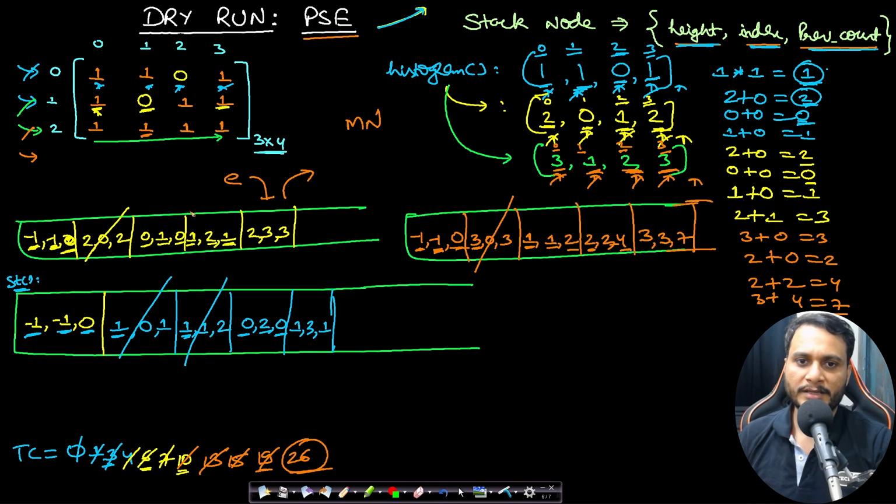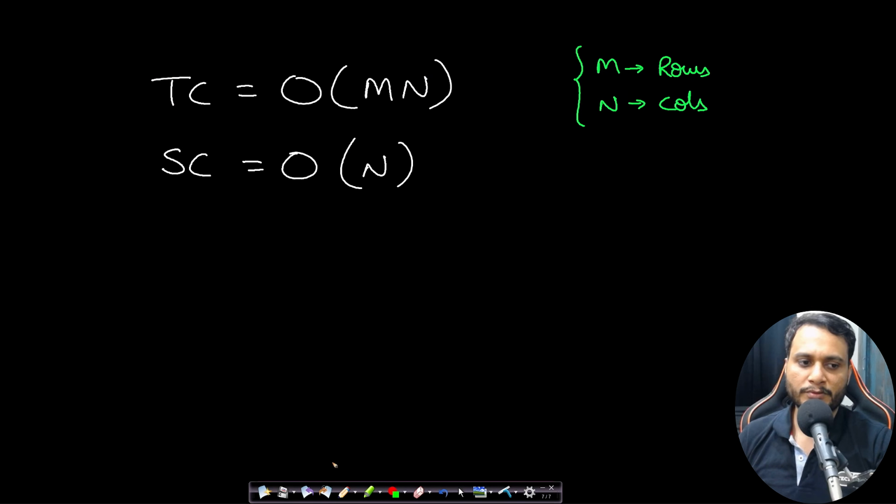And we have not taken any extra space other than the stack, which gets renewed in each row. So the size of this is order of n. Okay, so the space complexity is order of n due to the monotonic stack, and the time complexity will be mn. So this is the optimal solution. I hope it is clear. Let's now look at the code.